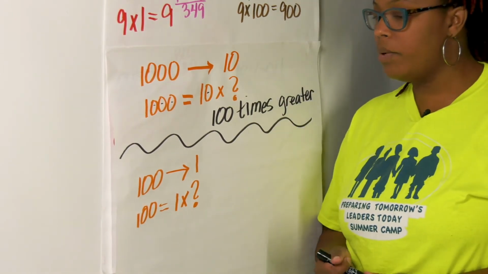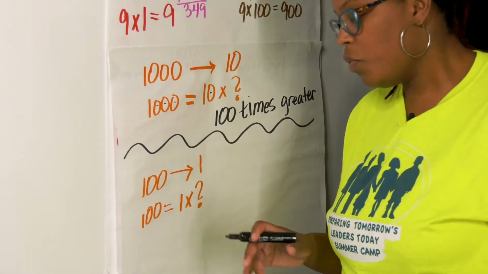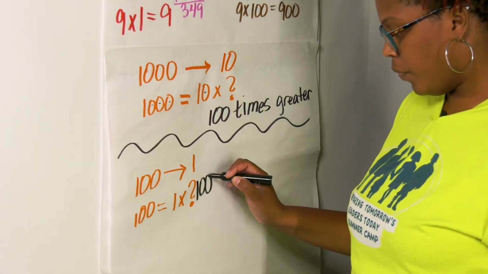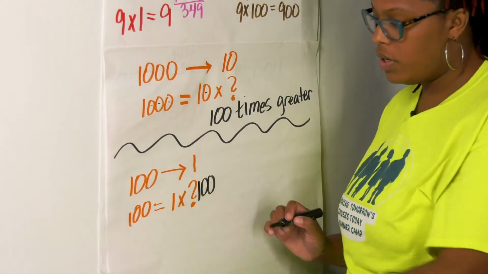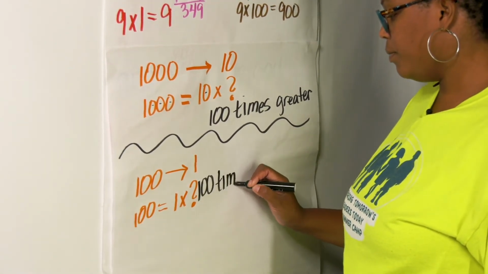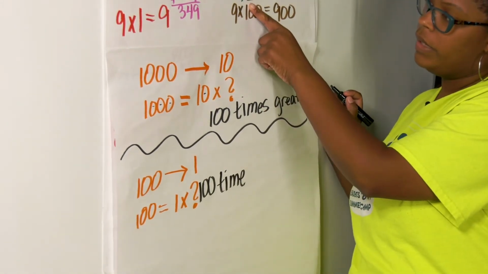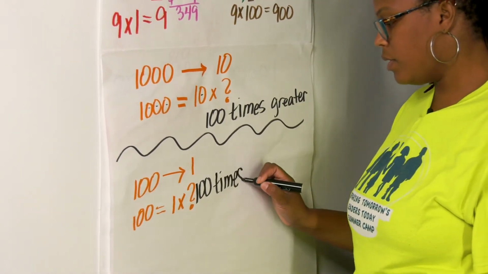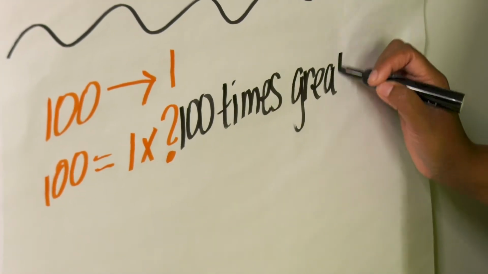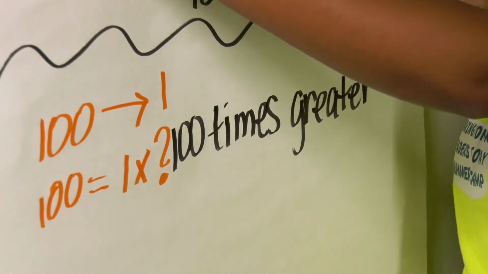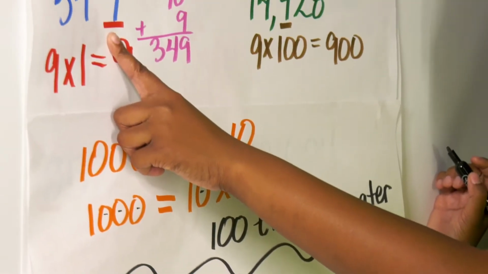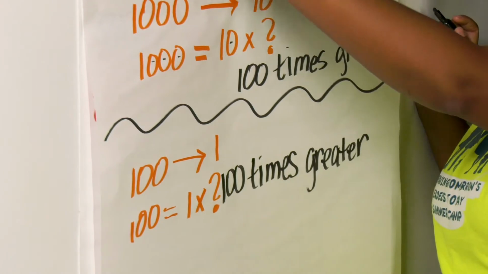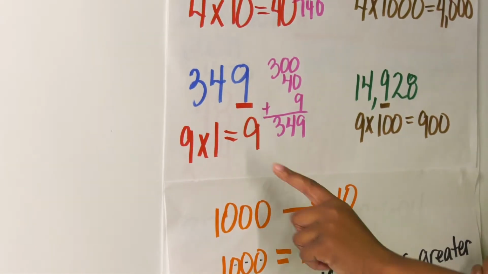And hopefully you know your multiples of 1, because anything times 1 is the number itself. So if I multiply 100 times 1, I will get 100. So the 9 in 14,928 is 100 times greater than the value of the 9 in 349. So this 9 is 100 times greater than the value of the 9 in 349.